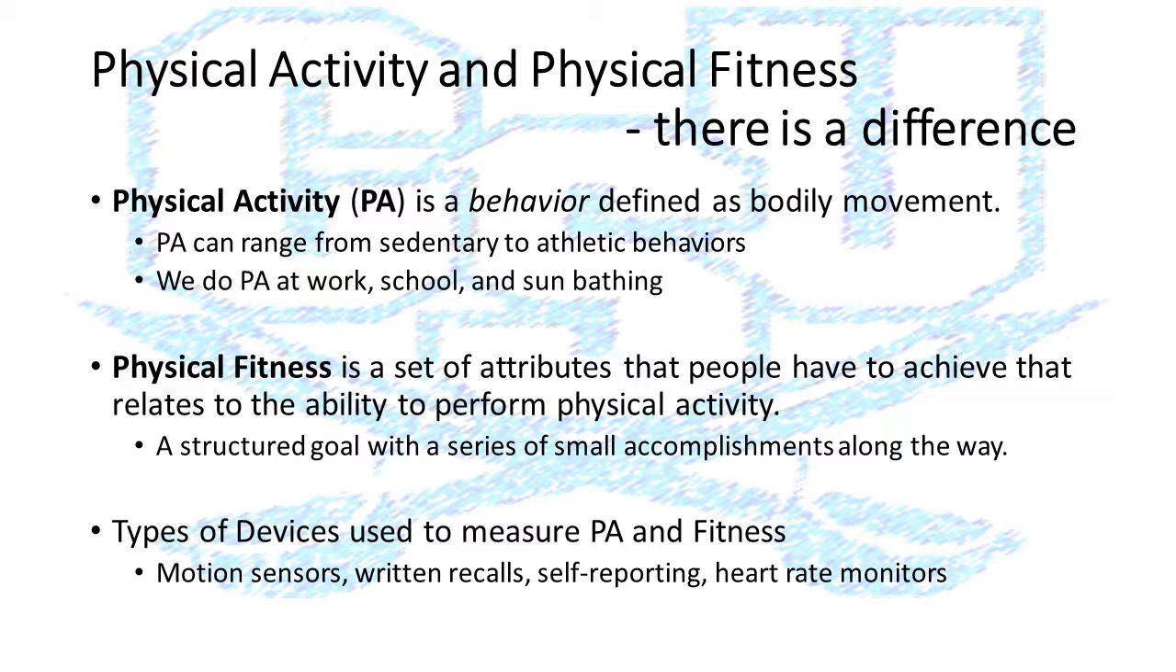So physical fitness is a set of attributes that people have to achieve. So it's planned and repetitive, which relates to the ability to perform physical activity. So basically, if walking up a flight of stairs is something you do every day, but you struggle at it, by going to the gym and using a stair climber for 20 minutes at a time, you would become pretty efficient walking up a flight of stairs. So it's a structured goal with a series of small accomplishments along the way. Remember what we talked about as far as accomplishments.